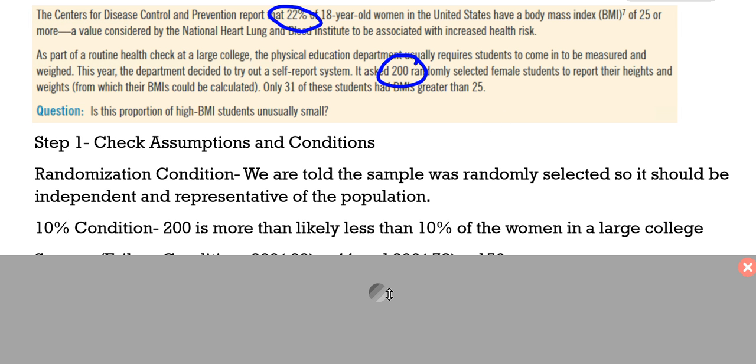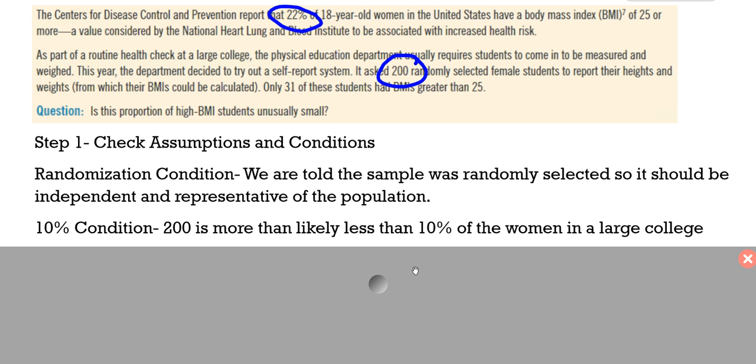Second one, the 10% condition. 200 is more than likely less than 10% of the women at a large college. This is purely for context; that is your way to work around that 10% condition. We probably are under it, but we don't know for certain. We don't have the total number of people at the school, or certainly the total number of women at the school either. But if it's a large college, there's probably more than 2,000 women at the college.